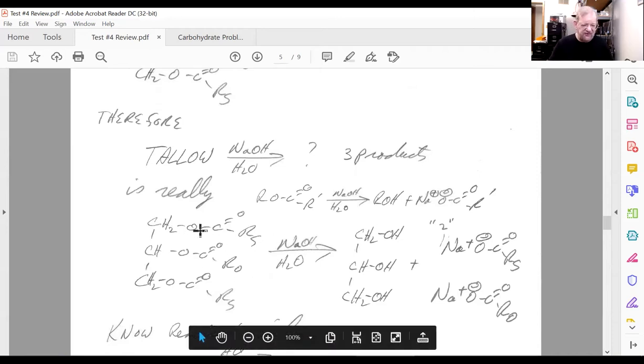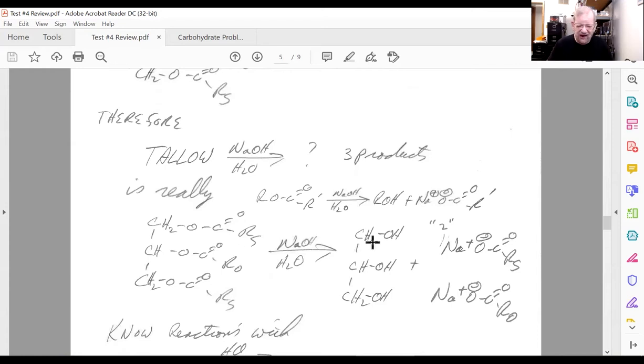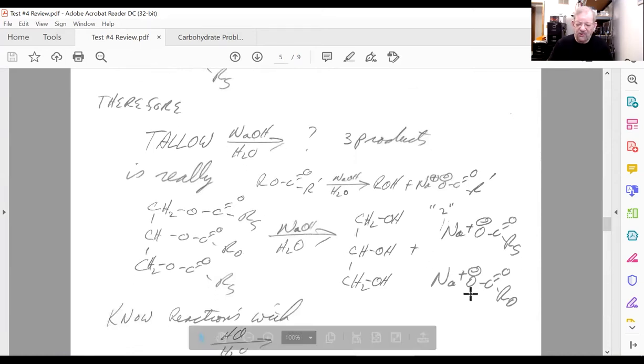The first ester gives this alcohol plus sodium stearate. The second ester gives this alcohol plus sodium oleate. And the third one gives this alcohol plus sodium stearate. If I ask for all the products, you just have to do this, this, this. You don't have to put two there because, as you know, organic chemists don't balance equations unless you have to.